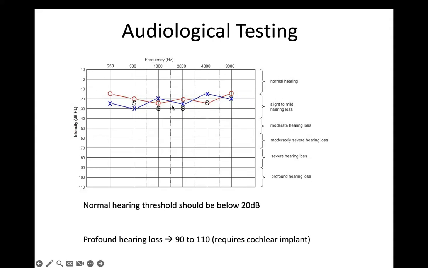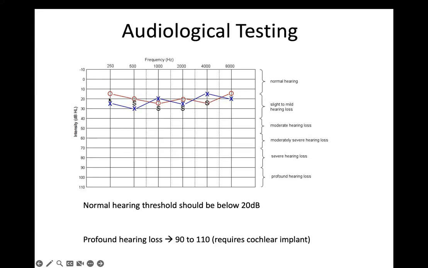We could say that this person has slight hearing loss to normal, okay? But definitely not severe and definitely not moderate hearing loss, okay? And as I mentioned, profound hearing loss would be down here, from 90 to 110. This requires a cochlear implant, okay?